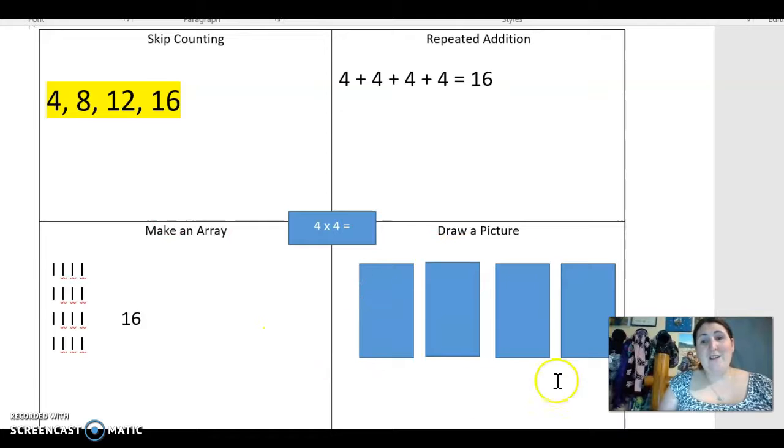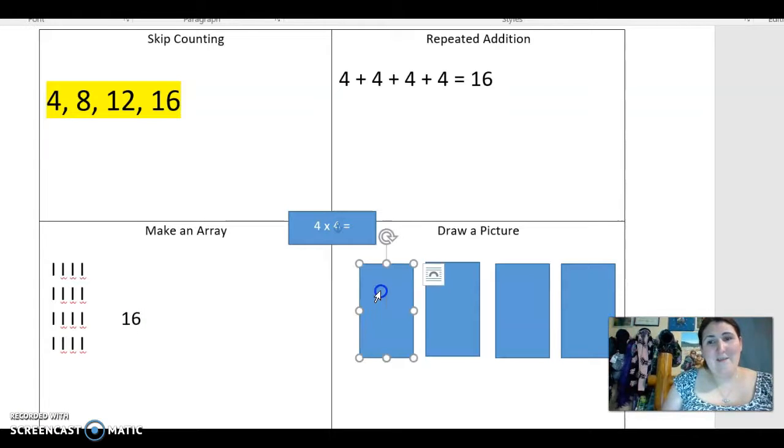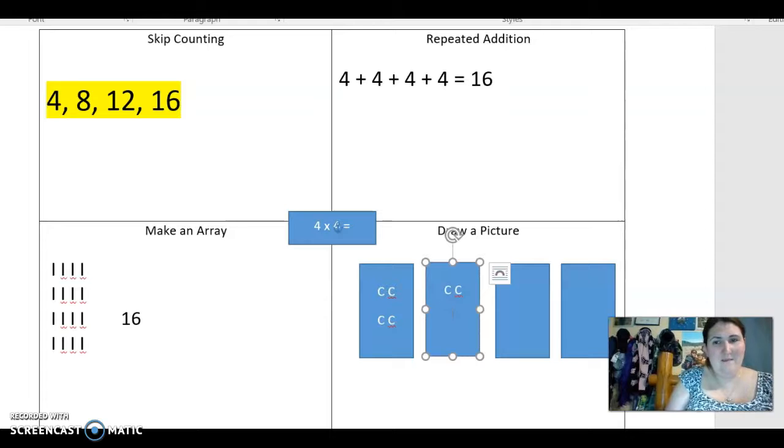And now we're going to go down here and draw a picture. And I did draw some plates for us. So now I just have to figure out how to draw some tally marks or some cookies in there. Okay, boys and girls, so I did not figure out how to draw cookies in there, but I'm going to put C's in there for cookies. So 1, 2, 3, 4 cookies here. And then I'm going to put 1, 2, 3, 4 cookies here. And I'm going to put 1, 2, 3, 4 cookies here.